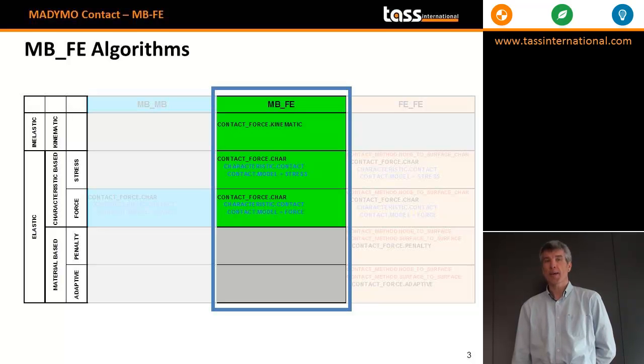Then, just like in the MBMB contacts, you have the characteristic-based contacts. Those are elastic. But instead of only having a force, you also have a stress-based contact. Stress basically means the amount of contact force depends on the amount of contact area. For force, that's not the case.